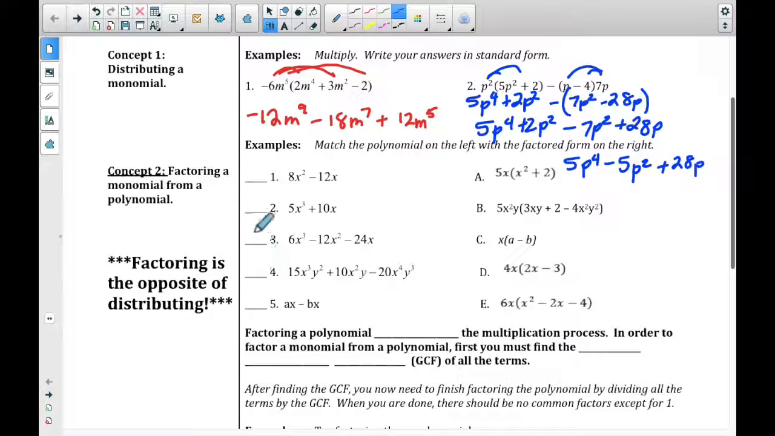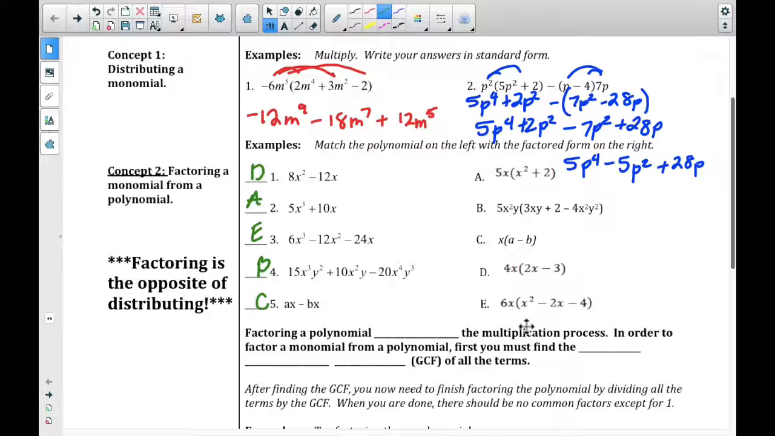Okay. The next part is on factoring, and it's GCF factoring. One thing you need to know is that factoring is the opposite of distributing. So if you're not sure what factoring means, it just means distributing backwards. So take a second and look at 1 through 5 here and see which ones match up. See if you can match these up on your own.